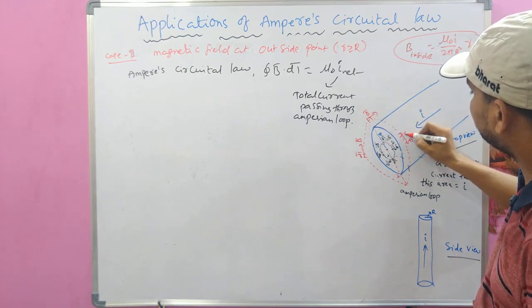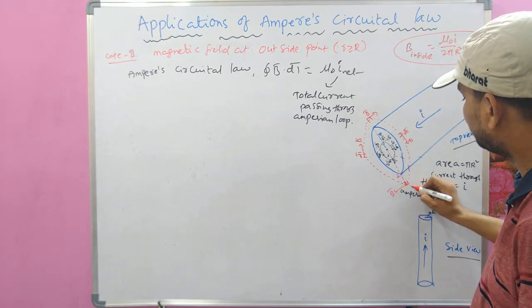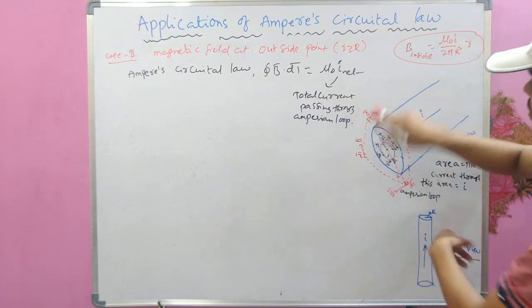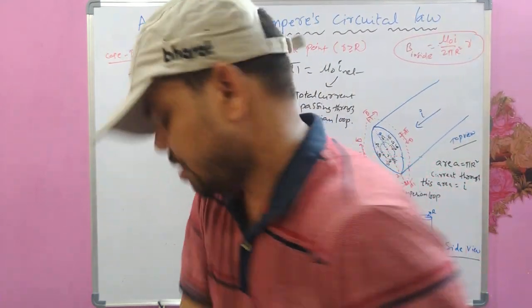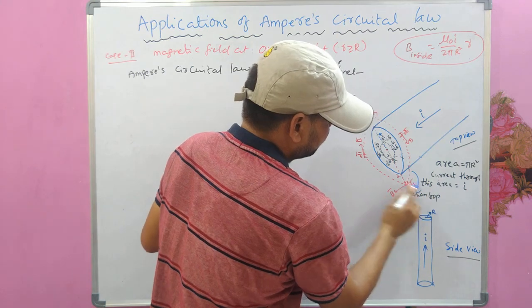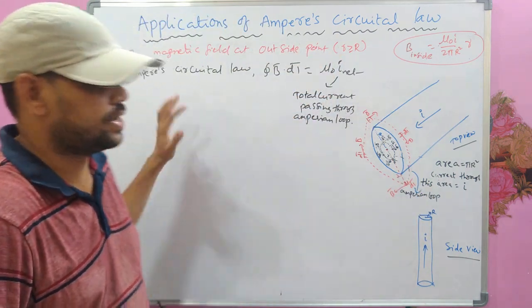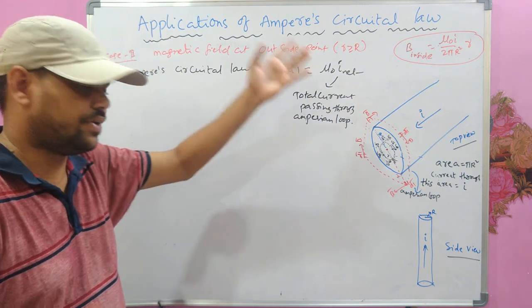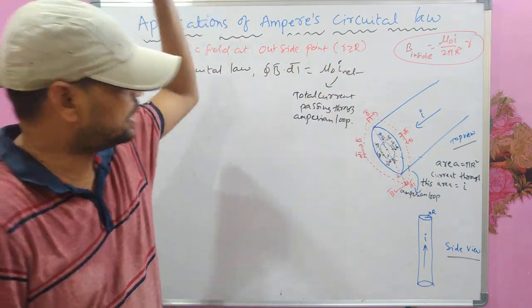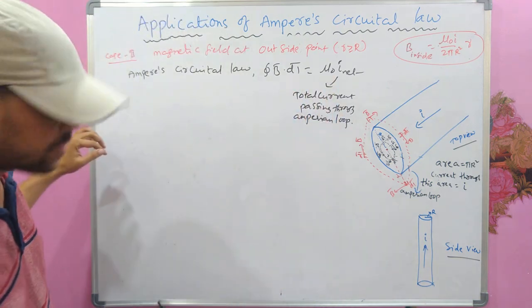B is this, dl is this. Same as the previous case. So this is the Amperian loop for this case, whose radius is again small r. That is a different case, this is a different case. Don't compare that R with this R. They are different cases.